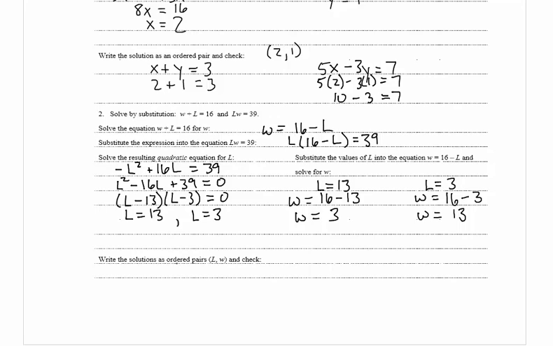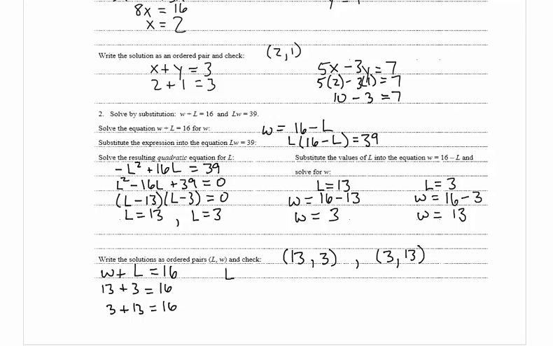So now it wants us to write the solutions as ordered pairs, (l, w), and check. So we have the ordered pairs (13, 3) and (3, 13). And if we wanted to check, we have w plus l is equal to 16. So for (13, 3), we're going to have 13 plus 3 is equal to 16, which is true. And for (3, 13), we're going to have 3 plus 13 is equal to 16, and that's also true.